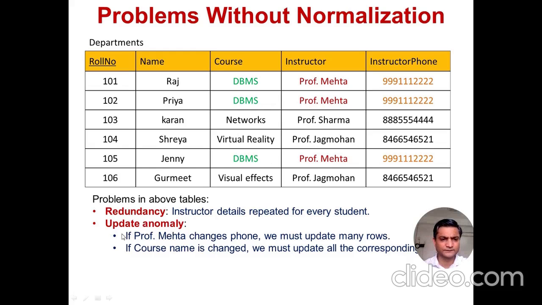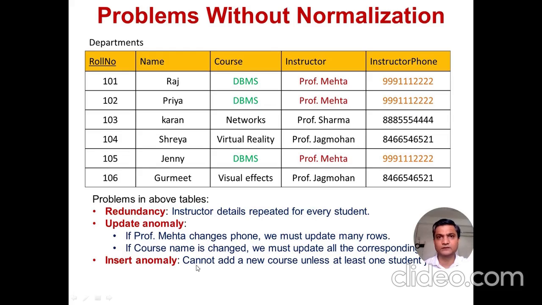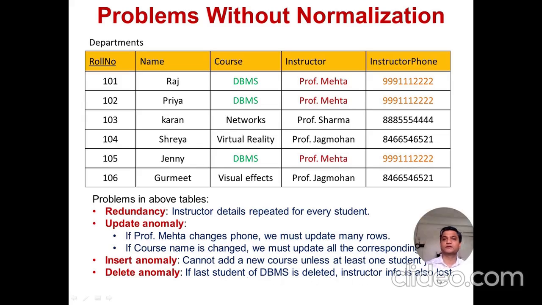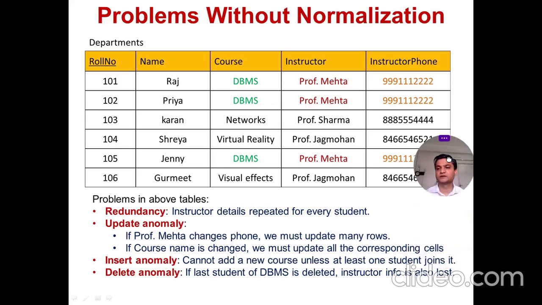Another problem we face with an unnormalized data table is the insert anomaly. In this case, we cannot add a new course unless at least one student joins it. The next problem is the delete anomaly. If the last student enrolled in DBMS is deleted, the instructor's information is also lost. All these problems can be solved using a process called database normalization.